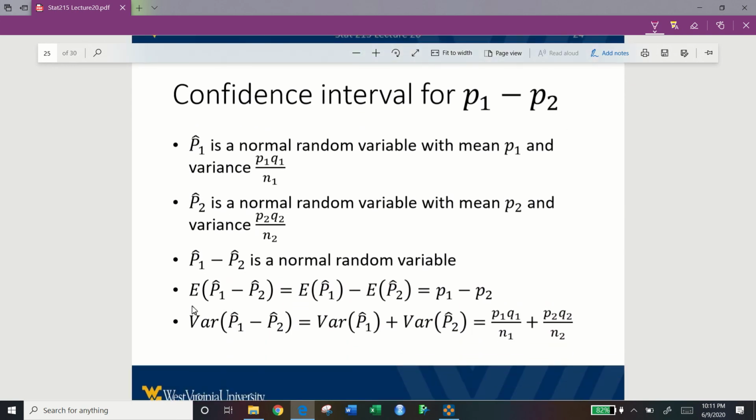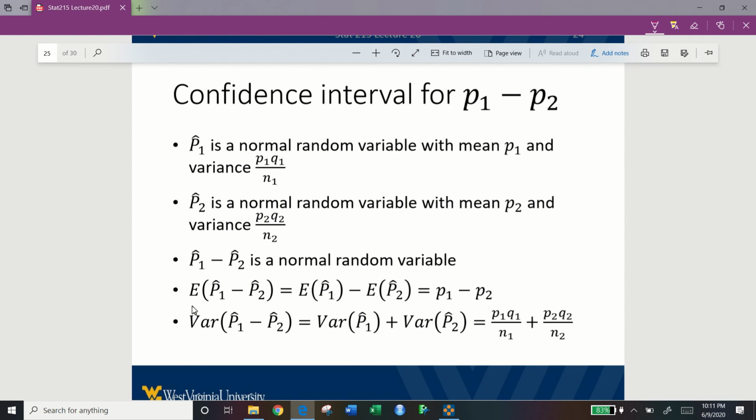Now we can start talking about our confidence interval for P1 minus P2. We know that P1 hat is a normal random variable with mean P1 and variance P1 times Q1 over N1. This is just an extension of what we did in Objective 2. Similarly, P2 hat is a normal random variable with mean P2 and variance P2 times Q2 over N2. This implies that P1 hat minus P2 hat is also going to be a normal random variable.